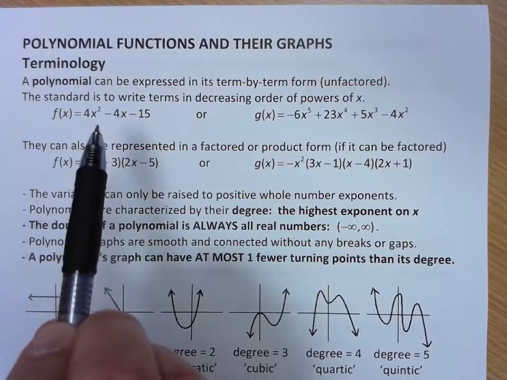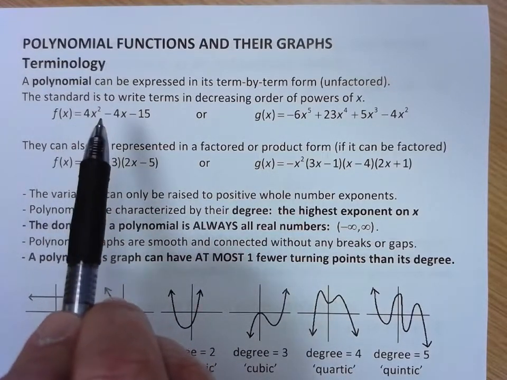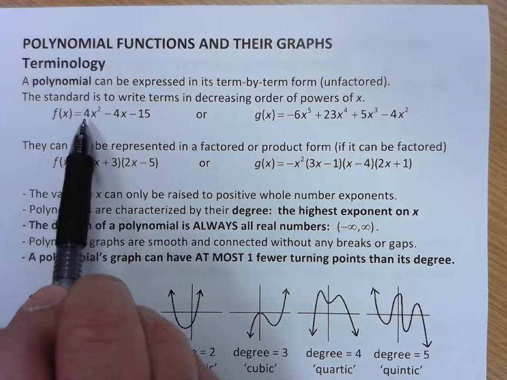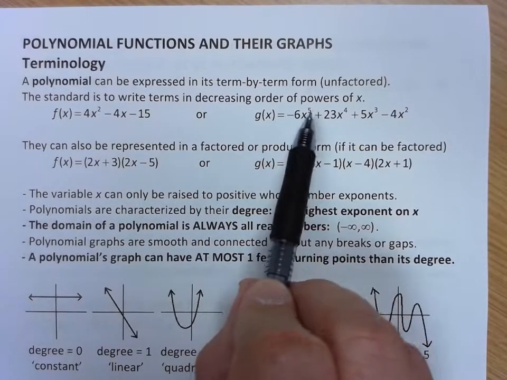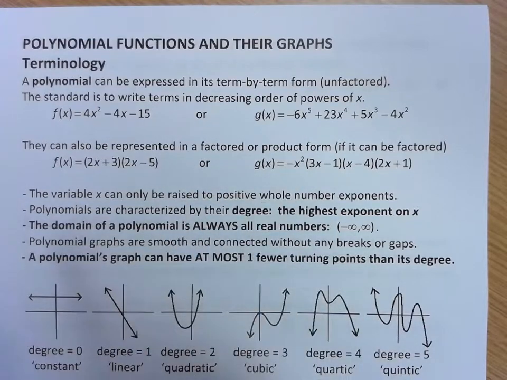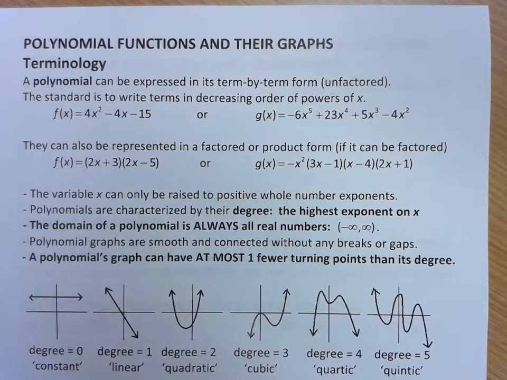So this is an example of a polynomial of degree 2. All quadratic functions are polynomials of degree 2. This is an example of a polynomial of degree 5. The highest power of x you see there is 5. So that's their respective degrees.